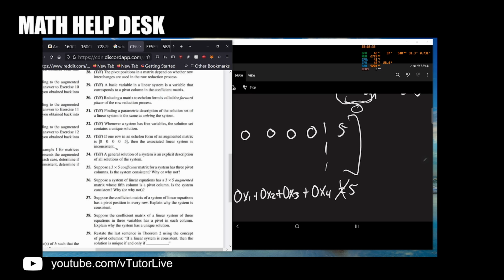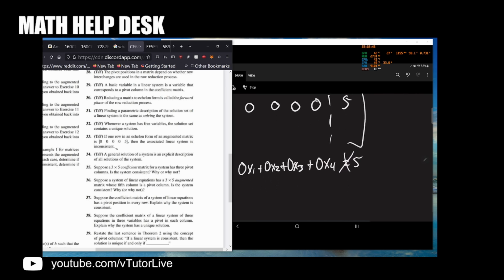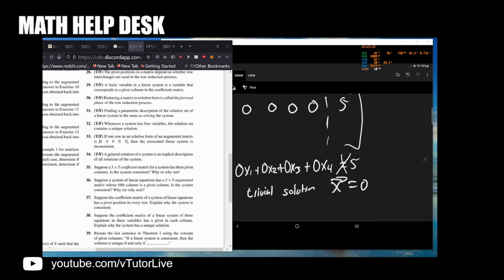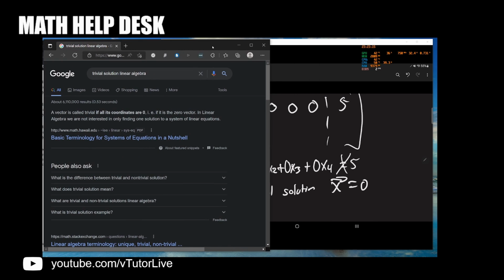And then I had one more question: what is a trivial or non-trivial solution? Do you know how to explain what that is? Trivial has a very specific meaning in linear algebra. A trivial solution is when every single x is equal to 0. A vector is called trivial if all of its coordinates are 0, if it's a zero vector, right?